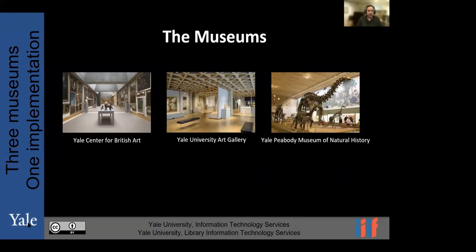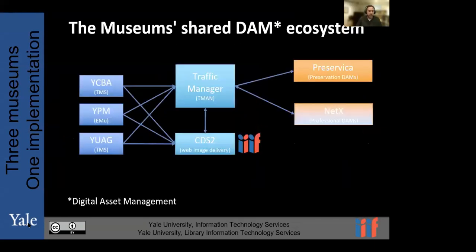Our museums have one central implementation of IIIF, supported by my team in Central ITS, and which leverages the museums' shared digital asset management ecosystem. At a very high level, the ecosystem looks like this. Along the left, you'll see that the museums manage their collections within their collection management systems. These are the systems of truth where content is tightly controlled and access is limited.